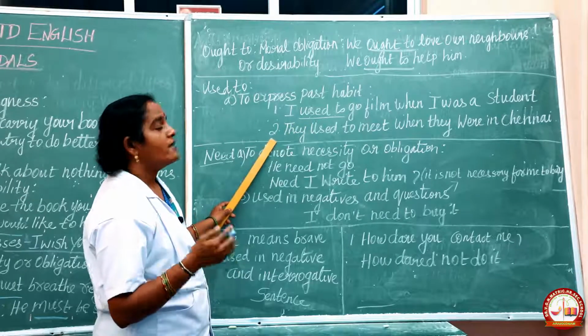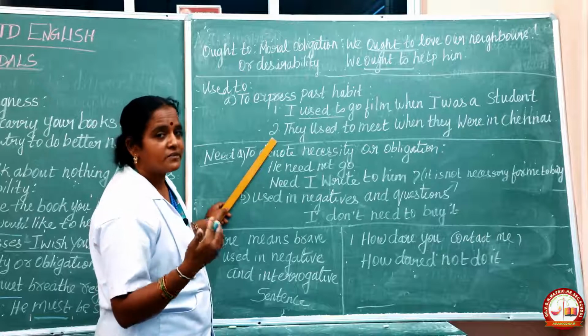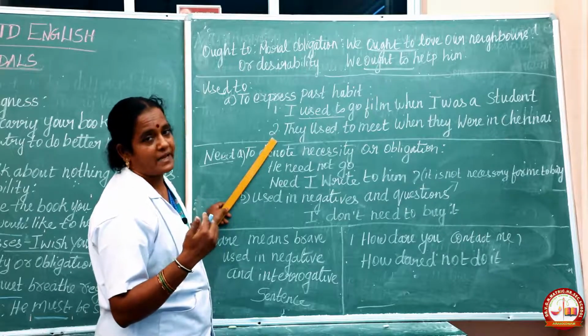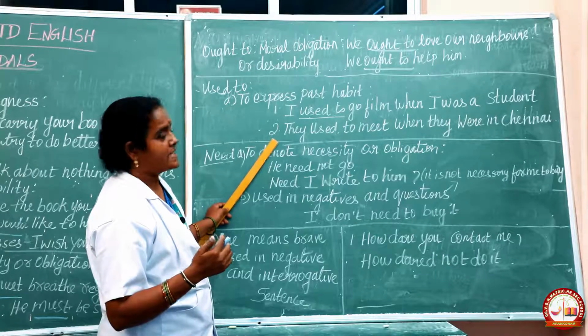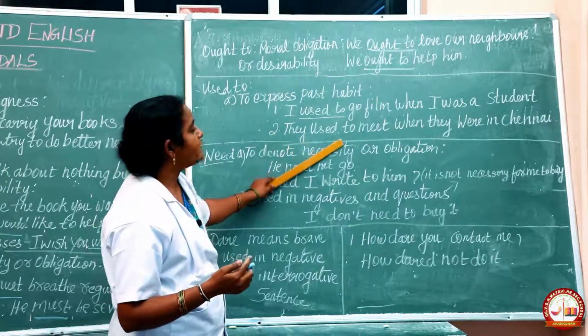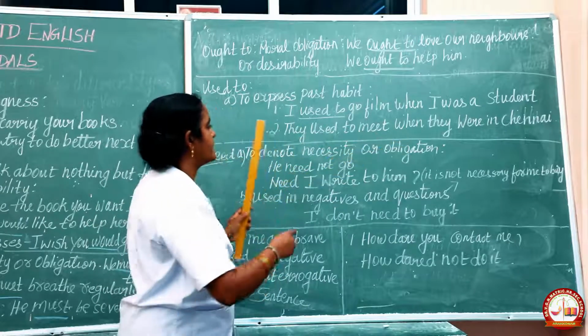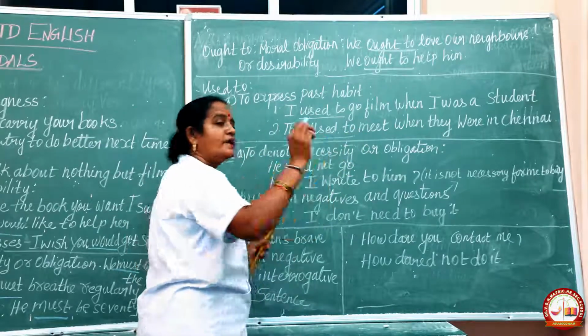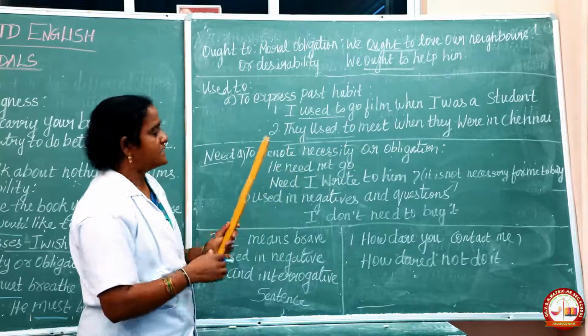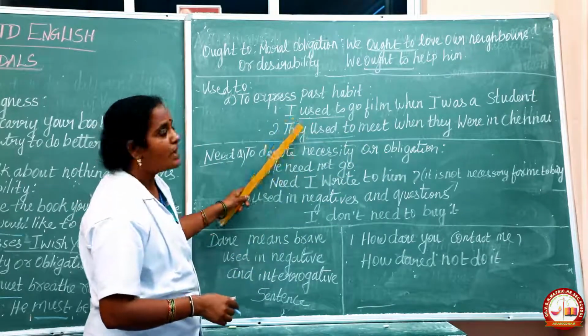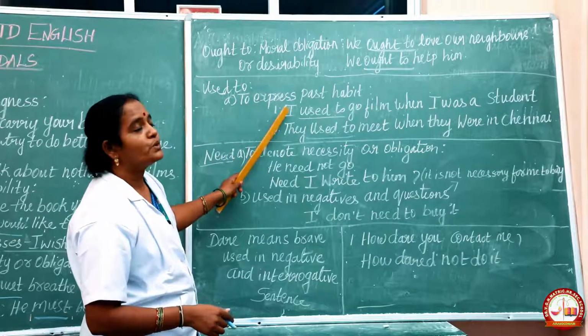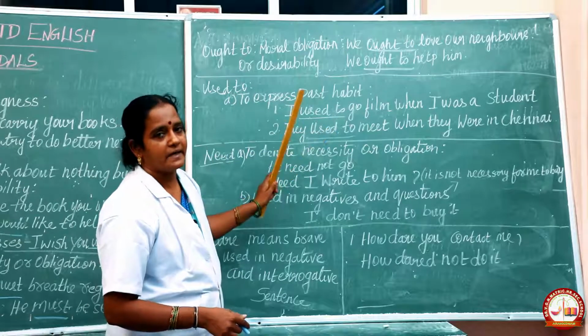And the next one, when I was in the village, I used to swim in the well. This is a past habit. And the next one, they used to meet when they were in Chennai. This is a past habit. So, used to is used to express past habit.